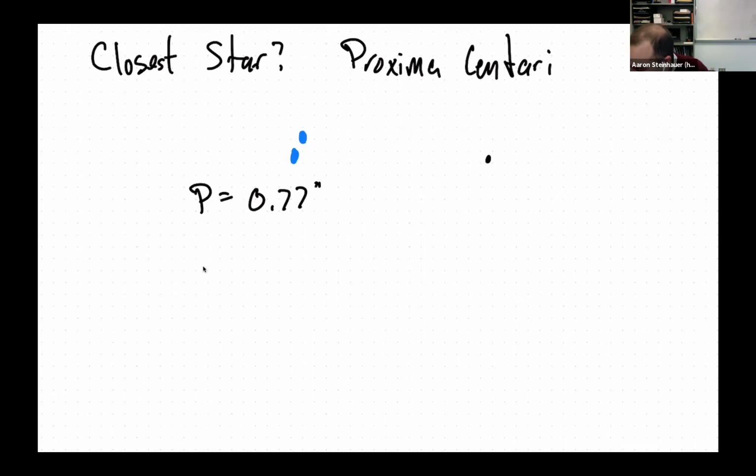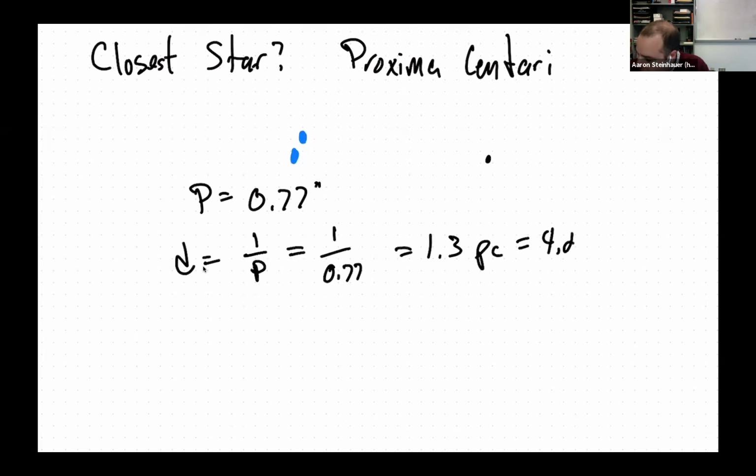So how far away is it? That becomes pretty easy now. Take 1 over P, 1 over 0.77, with P in arc seconds. You get 1.3 parsecs or 4.23 light years, which is the distance to the nearest star system.